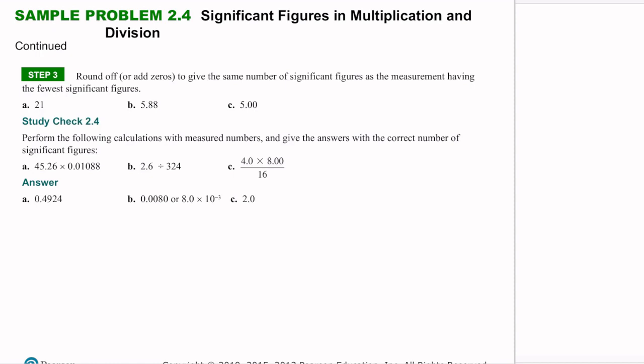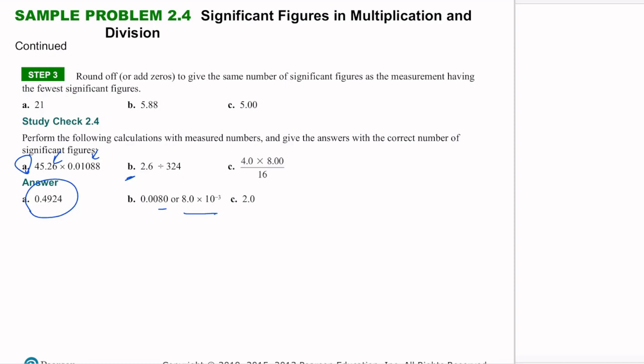Let's work a few more examples with that. Problem A says 45.26 times 0.01088. Notice that each of these entries has four significant figures. So when we put that into the calculator, we need to round our answer to 0.4924. B is 2.6 divided by 324. If we put that into the calculator, we need to round to two significant figures, and therefore our answer could be displayed as 0.0080 or 8.0 times 10 to the minus third.